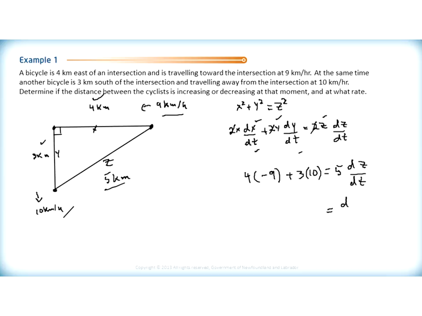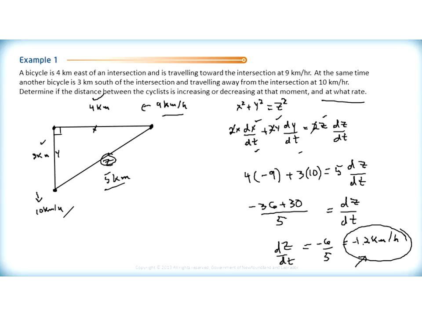So dz by dt, if we look at this equation backwards a little bit, we've got negative 9 times 4, so that's minus 36, plus 30, divided by 5. So that tells us our rate of change, dz over dt, is going to be negative 6 over 5, and that is minus 1.2 kilometers per hour. So what does all that mean? Well, if z is shrinking with a negative rate of change, then they're moving closer together, which is one thing they asked us. And at what rate? Well, we just found it. About 1 1/5 of a kilometer every hour they get closer.